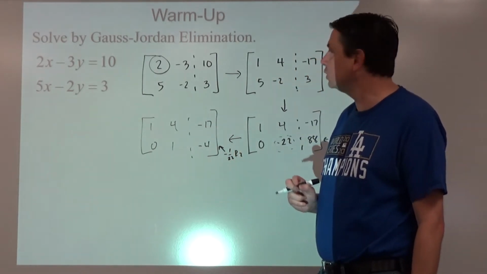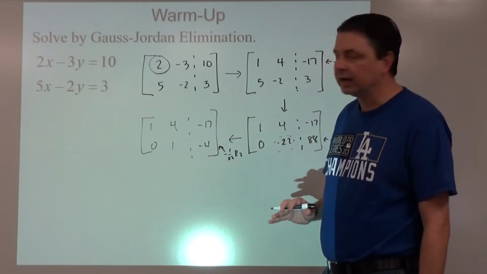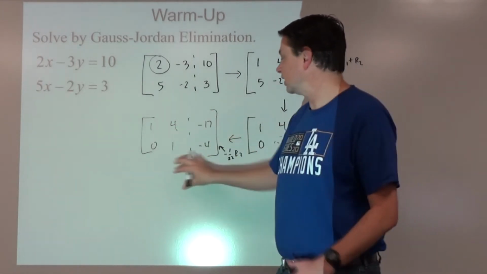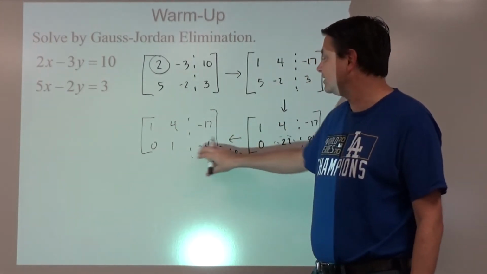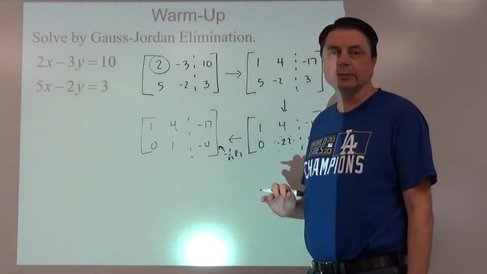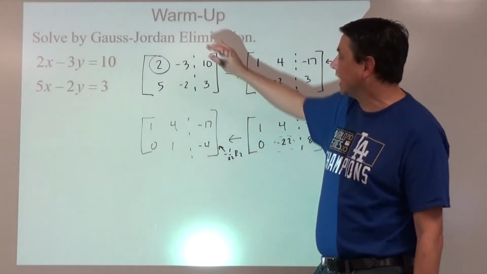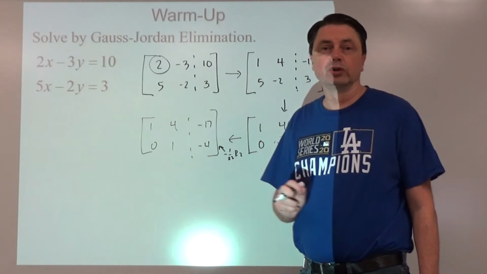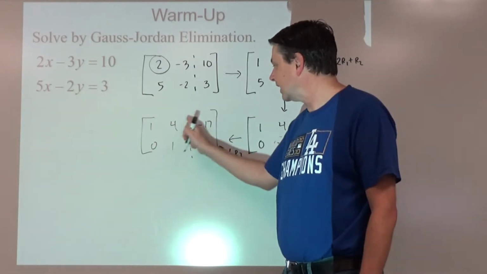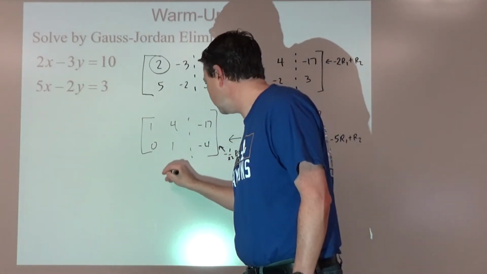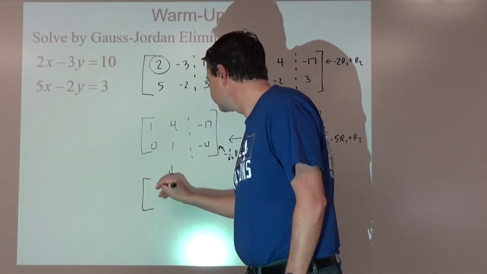All right, getting close. This is Gauss Jordan. If this was just Gaussian elimination, we could say y is equal to -4 and do back substitution and solve for x. But Gauss Jordan requires us to be in reduced row echelon form, 1's in the diagonal, 0's everywhere else. So we've got one more step to go.